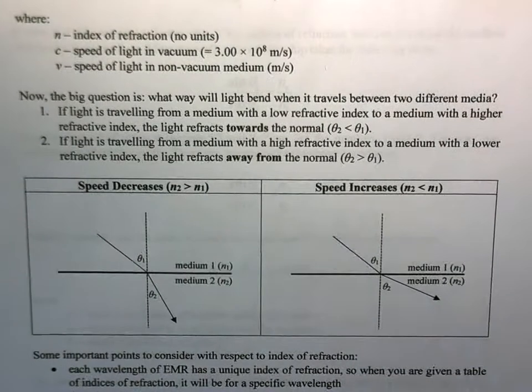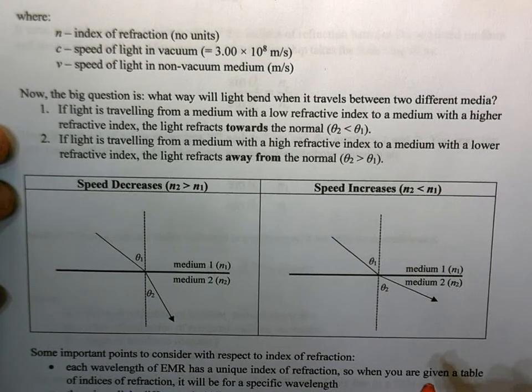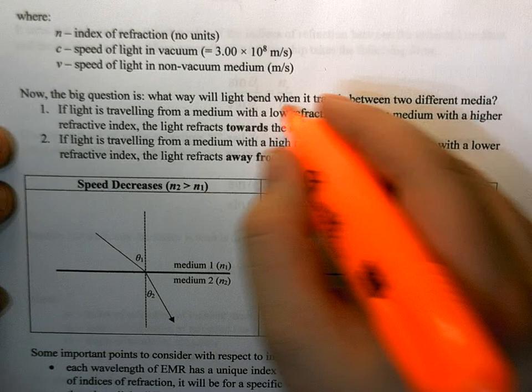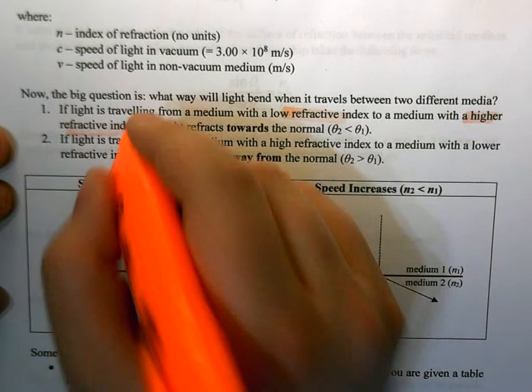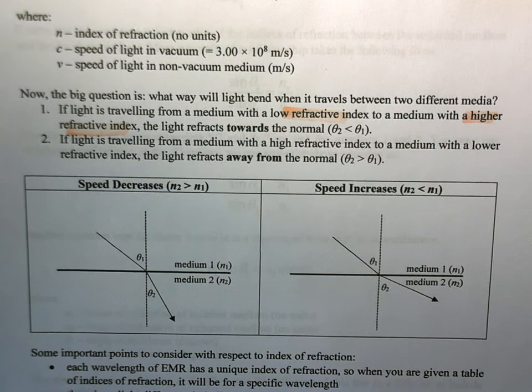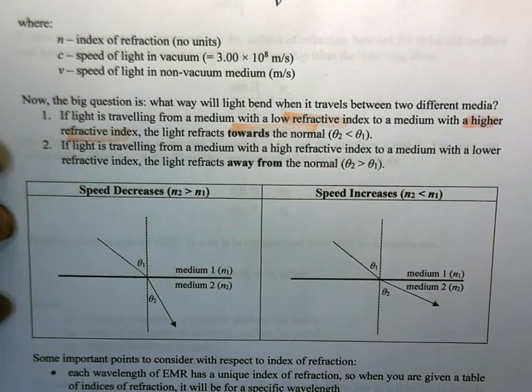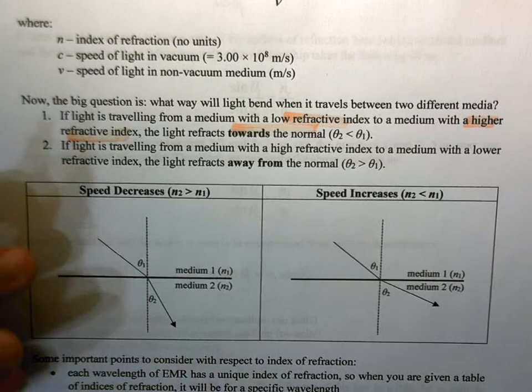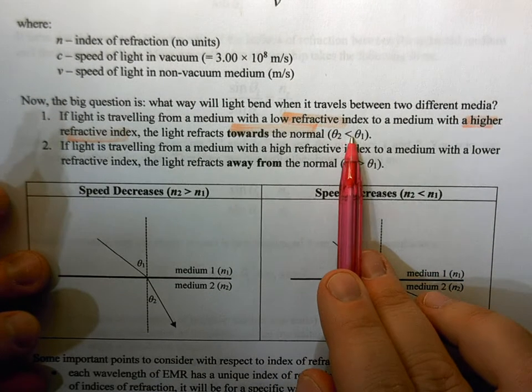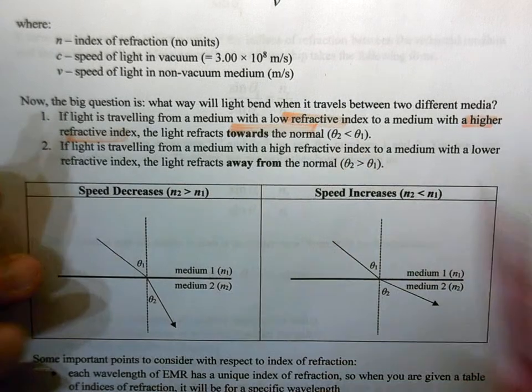We'll show you a trick to get that a little bit later. Now, the other question that comes along is, how much does light bend? We already talked about the index of refraction. But we want to know whether light is going to bend towards the normal or away from the normal. So the rule is, if light is traveling from a medium of low refractive index to one of higher index of refraction, going from low to high, we're going to find that the light refracts towards the normal. So the angle of refraction is going to be less than the angle of incidence.